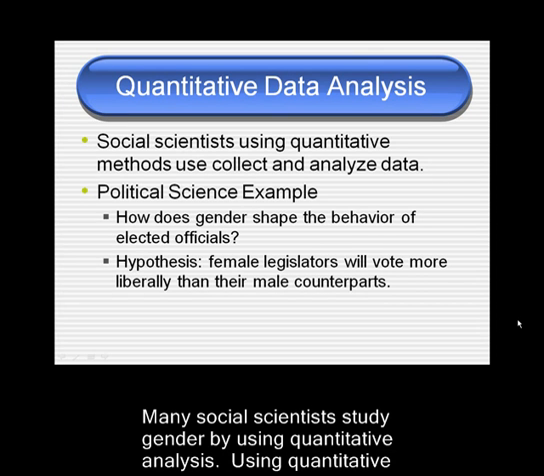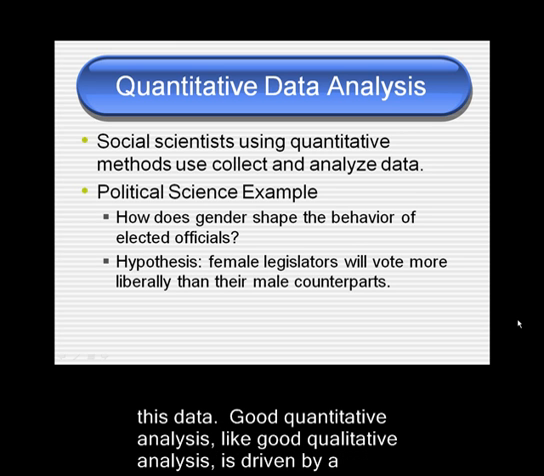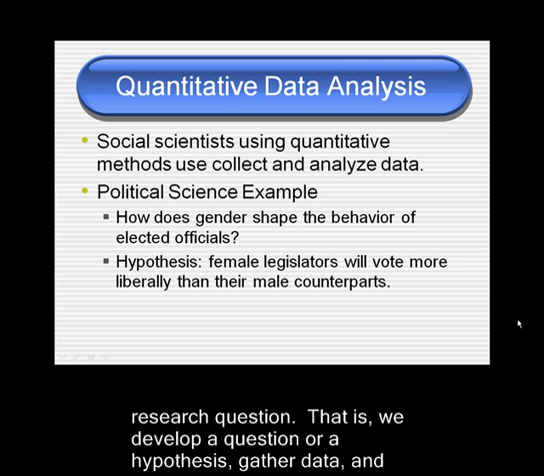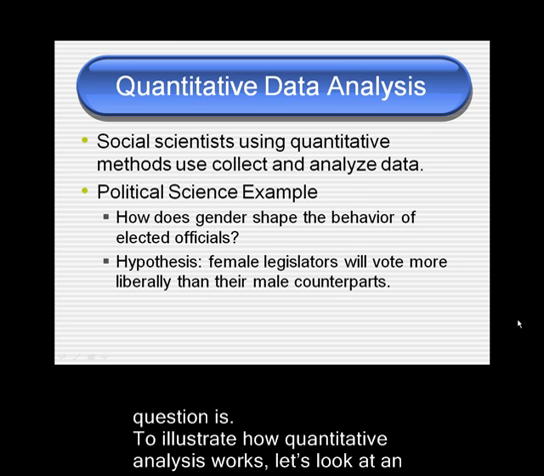Many social scientists study gender by using quantitative analysis. Using quantitative methods entails the collection of data and the application of statistical methods to study this data. Good quantitative analysis, like good qualitative analysis, is driven by a research question. That is, we develop a question or a hypothesis, gather data, and then use that data to assess whether our hypothesis is true or what the answer to our question is.